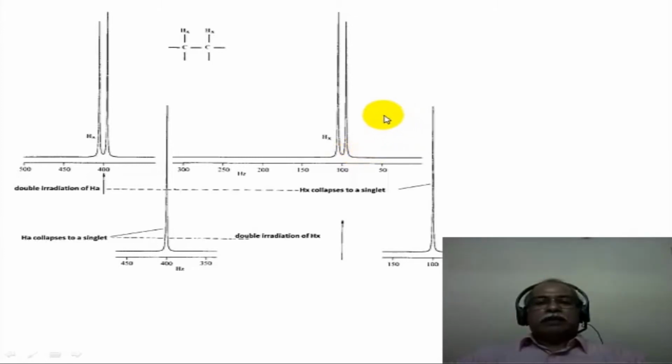Now this is illustrated in this particular example. If you take a two-spin system, essentially you have an AB kind of a pattern that you see in the NMR spectrum.